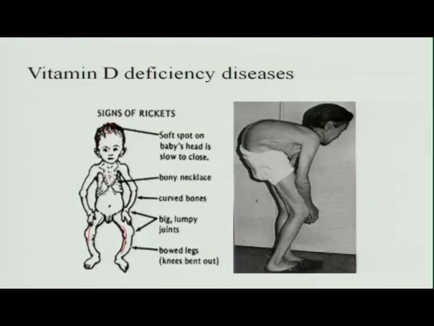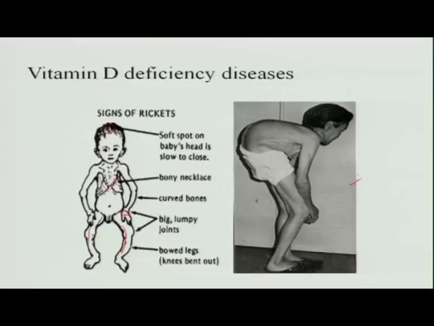Then there is beading of the bones in the ribs, which is called the rickety rosary. It looks like a necklace. Then the bones are curved, and the joints become big and lumpy. So, these are the major symptoms that the child or the infant suffers when there is lack of vitamin D. And you have seen in adults that the bones become weak and the person is almost bent.